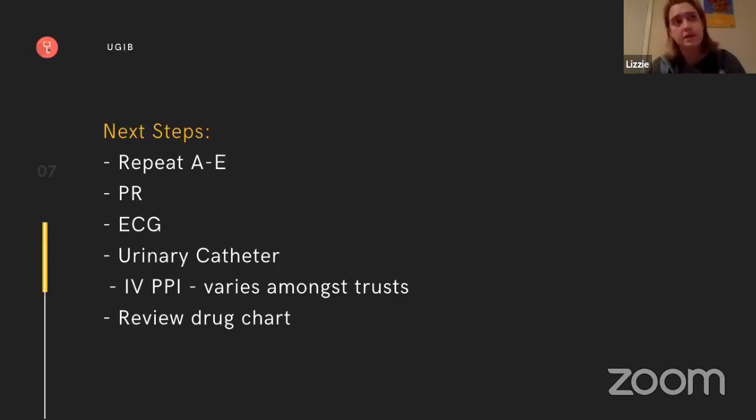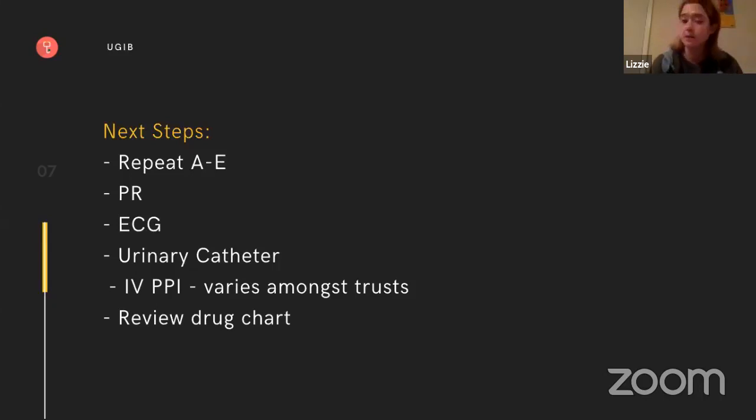In more stable patients, there's an argument that giving the PPI may make it difficult to identify lesions on OGD at a later stage. However, some trusts say that in patients who are having huge hemorrhages, giving IV PPI infusions as a resuscitation approach is appropriate. So it would be dependent on your trust.